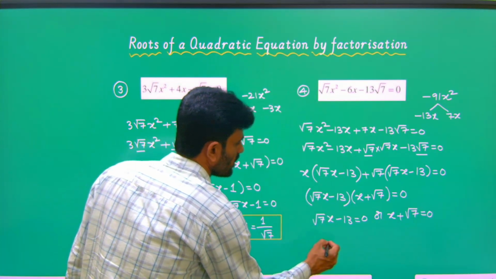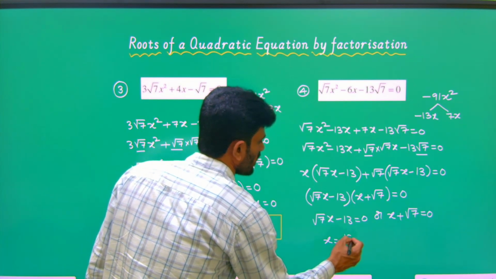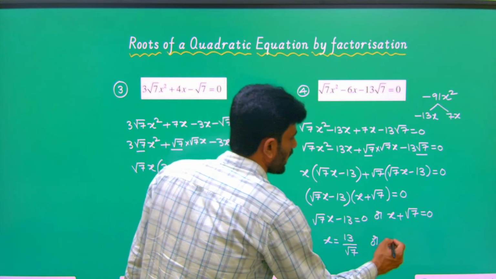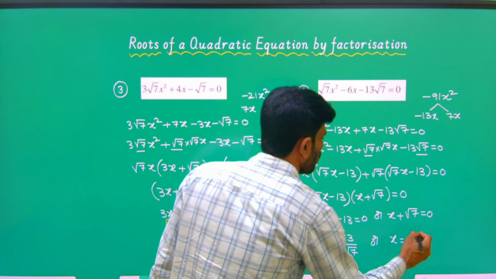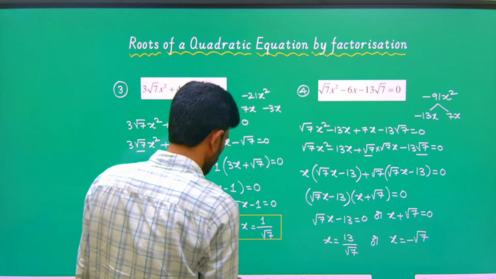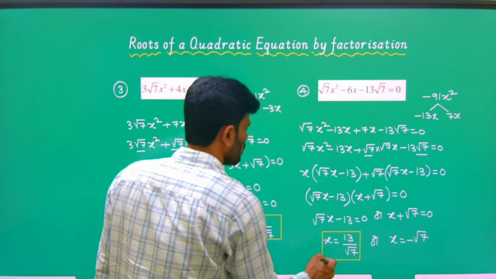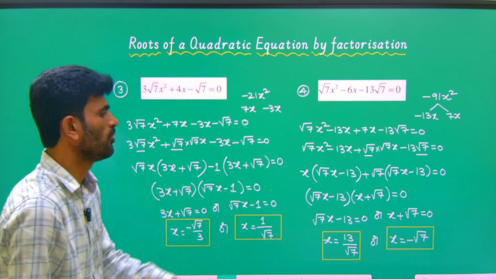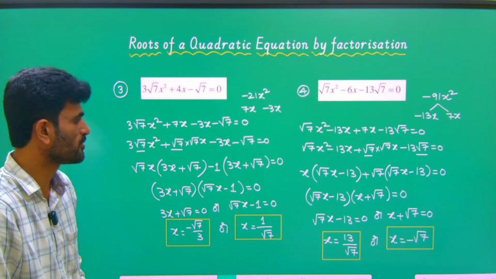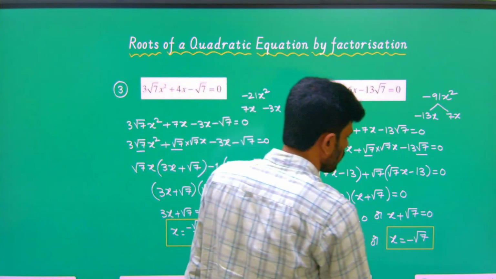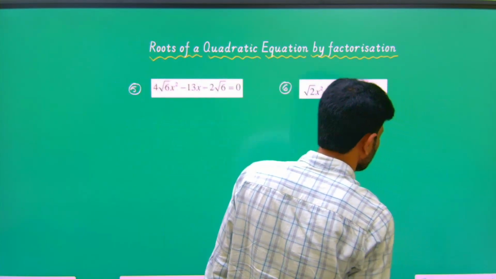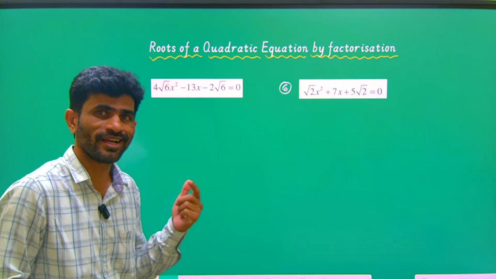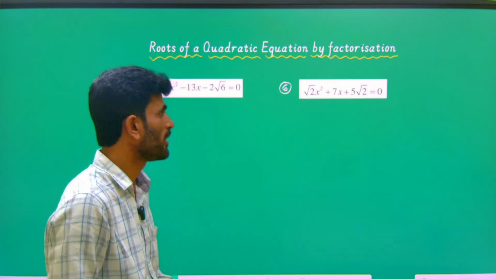So from this one root is x equal to 13 by root 7, or x is equal to minus root 7. So we got two roots, 13 by root 7 or minus root 7. Hope you understood this solution also. Now let us see two more to be perfect in this type of problem. Let's see these two problems to understand this type of problems better.